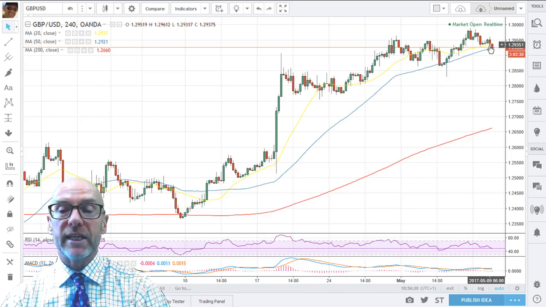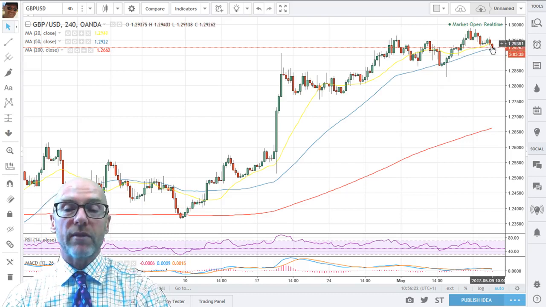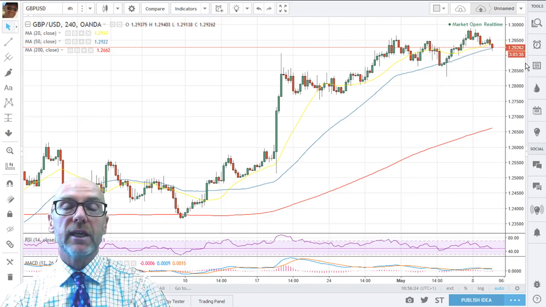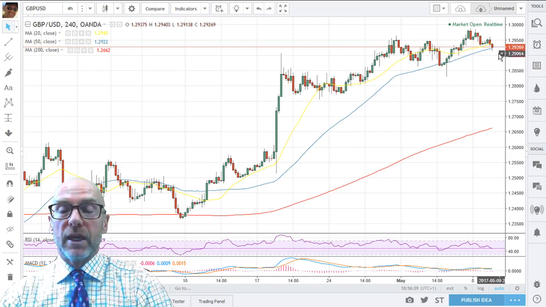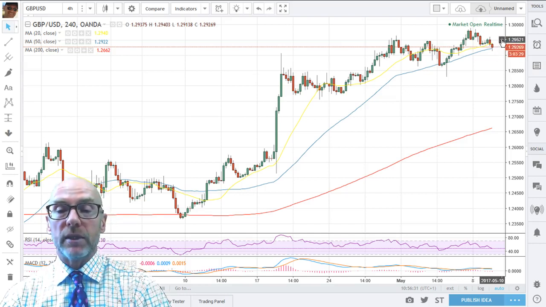The 24-hour average is still moving up, the yellow line, so that's positive as well. On this short term, if it can hold up and these moving averages keep moving up, then we could get a test of the resistance quite quickly.